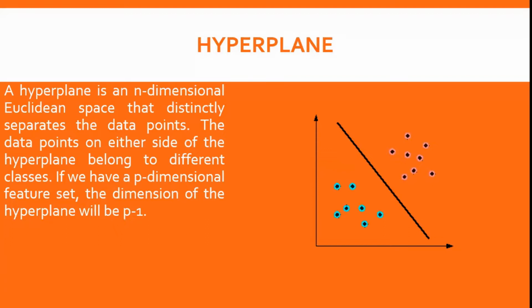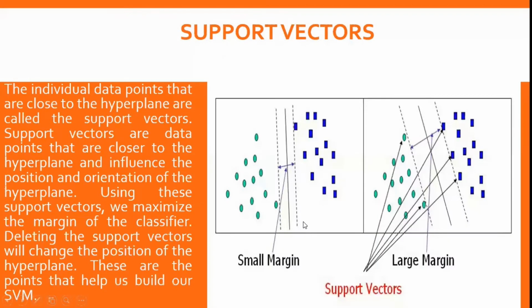Then come to the second point. What is the meaning of support vectors? Just now I said what a hyperplane means: it is just one line which differentiates the 2 classes, as simple as that. Now what is the meaning of support vectors? The class is about support vector machines. You can see on the right side a small margin and a large margin.